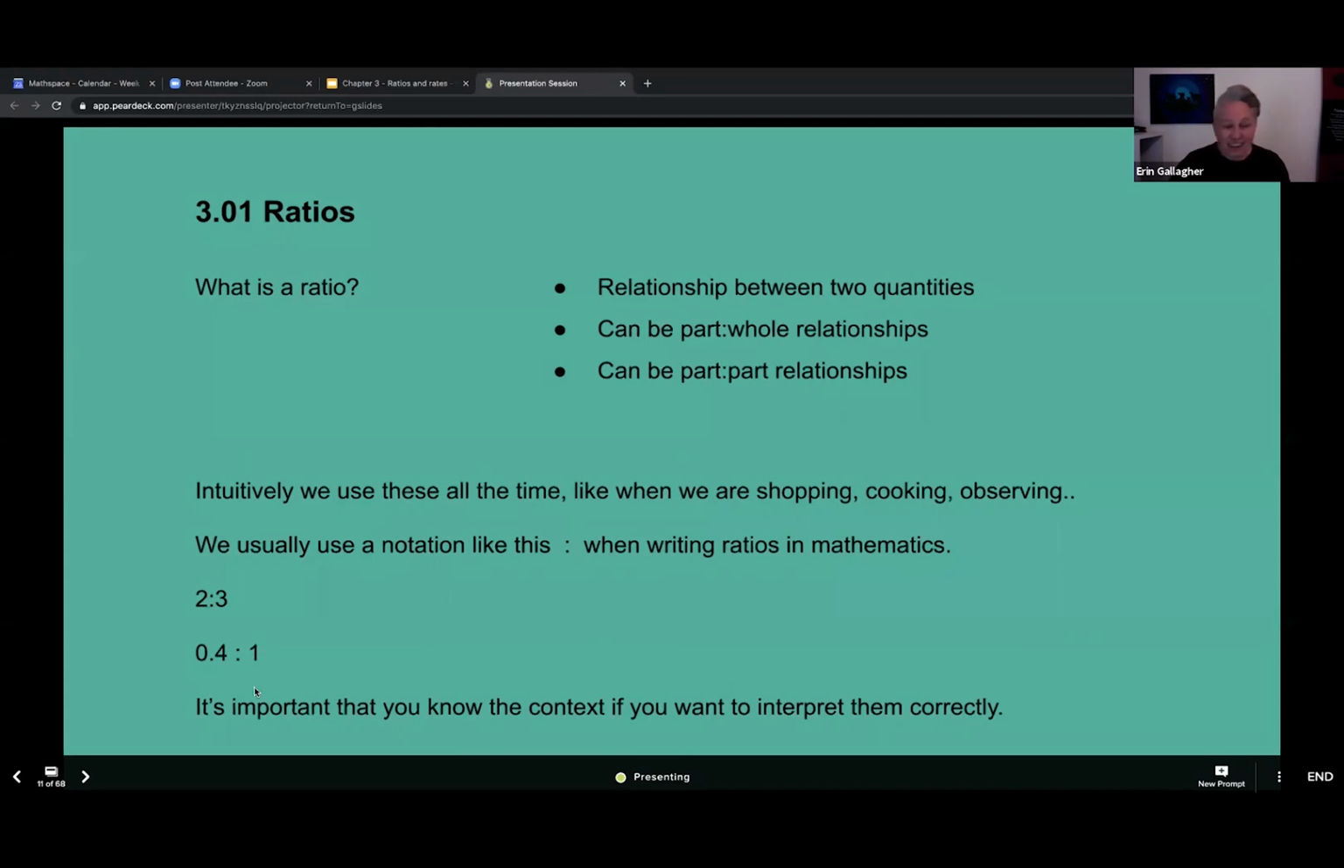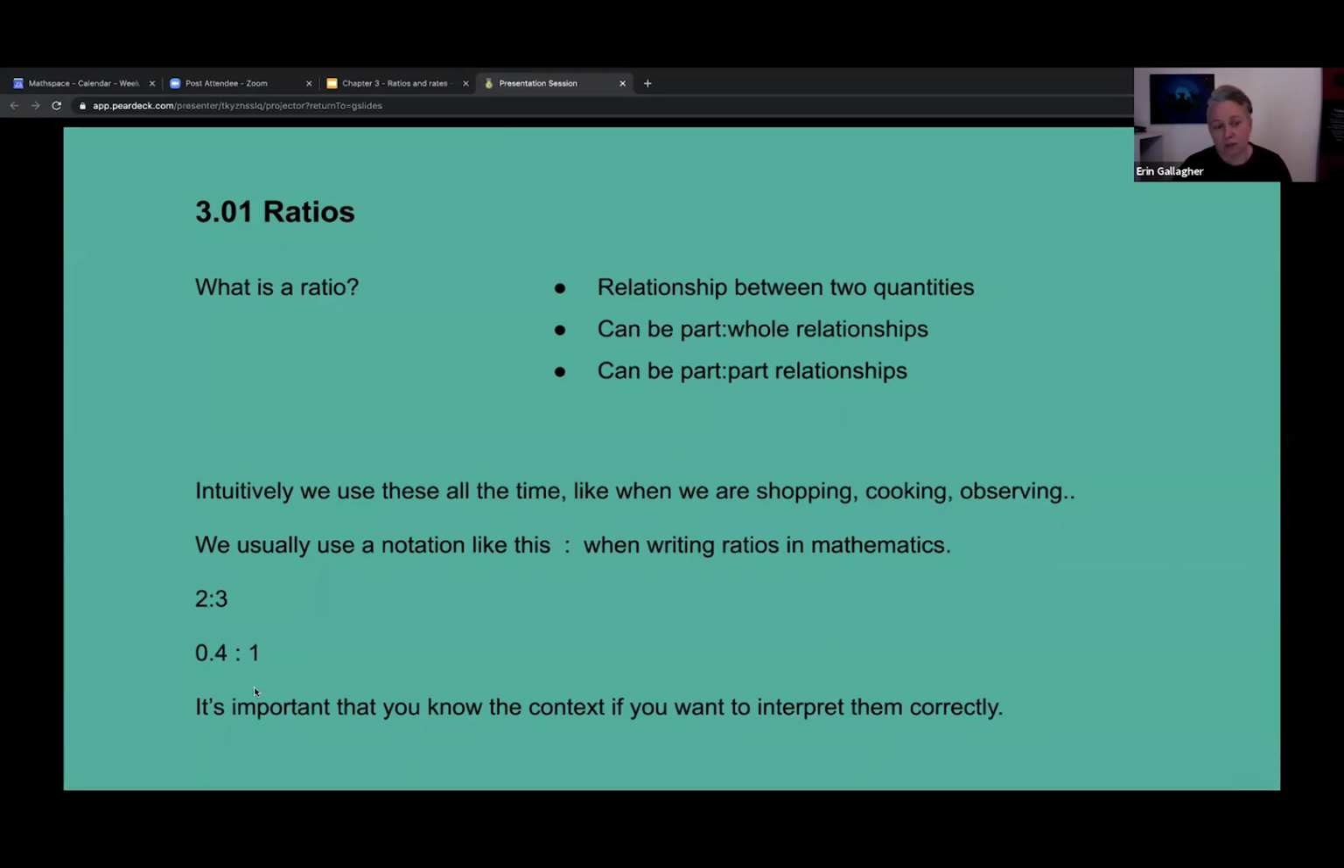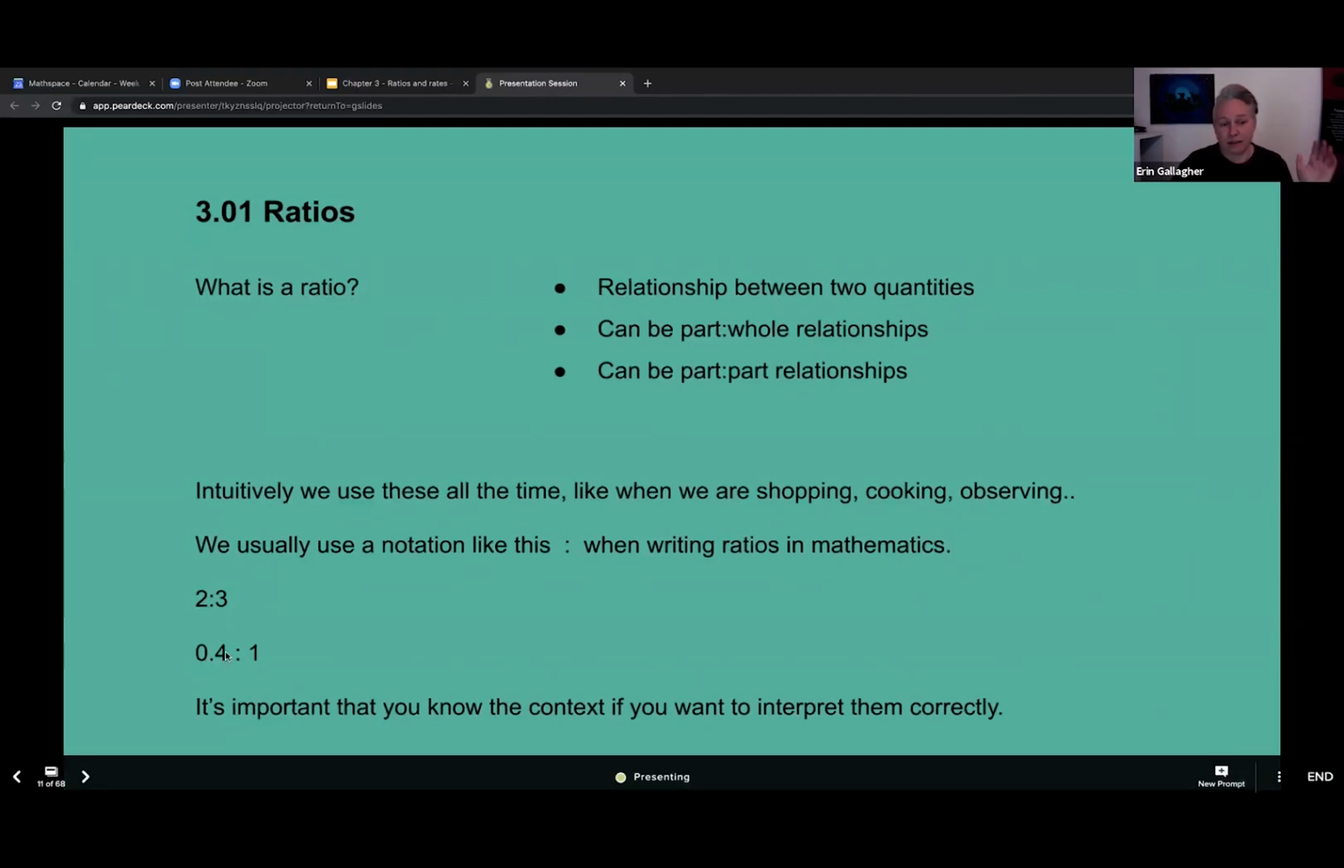Ratios can have any type of number in them. They can have fractions, decimals, percentages, whole numbers. They can even have some of our irrational numbers if you wanted to. And this one is 0.4 is to 1. So, like we could talk about making a big jug of cordial, and you have 0.4 parts to 1 cup of water, something like that. So you get the ratio right.